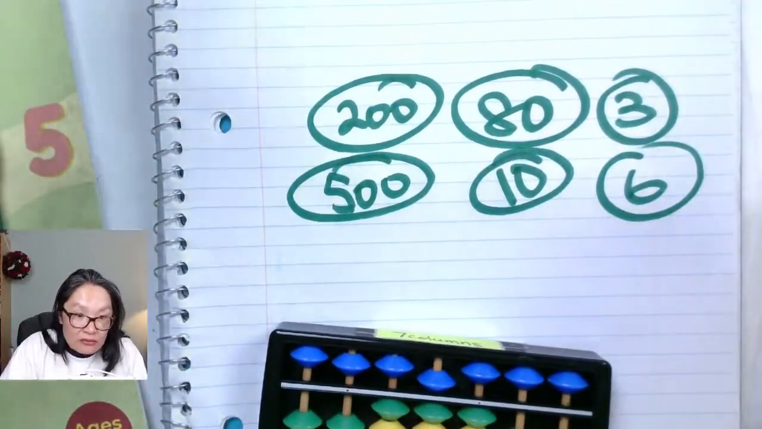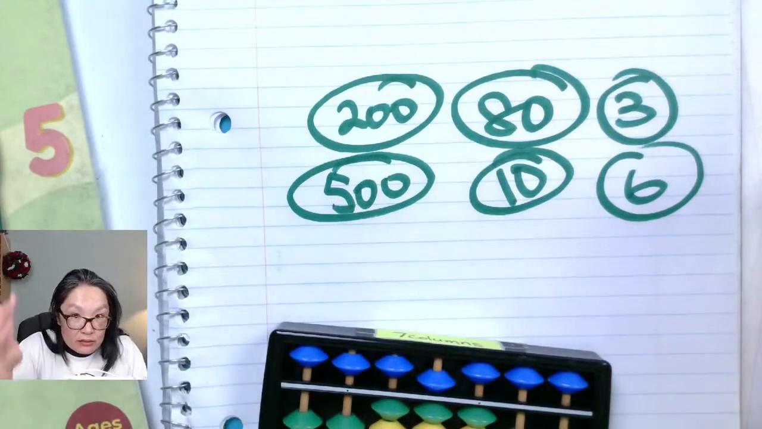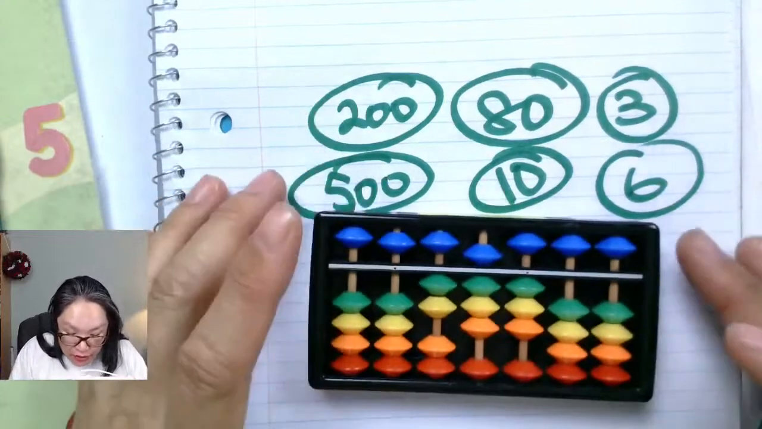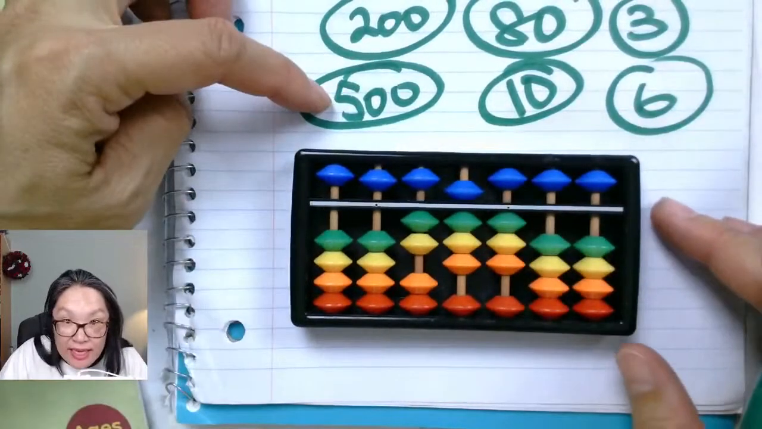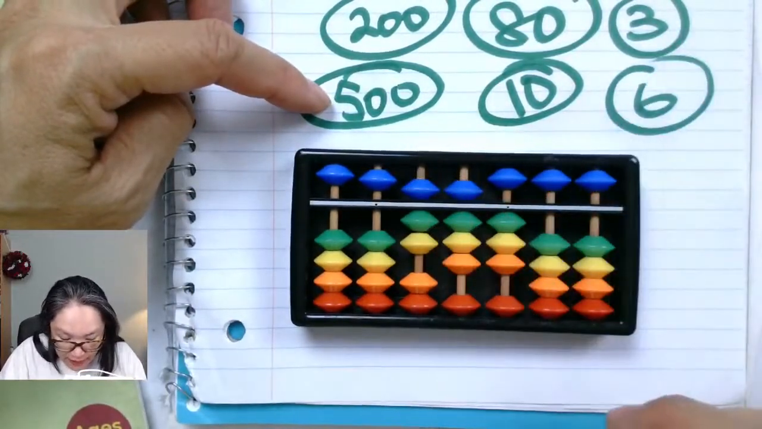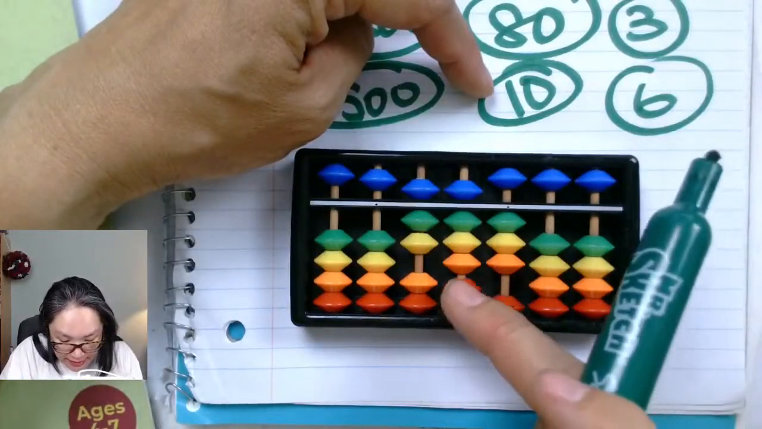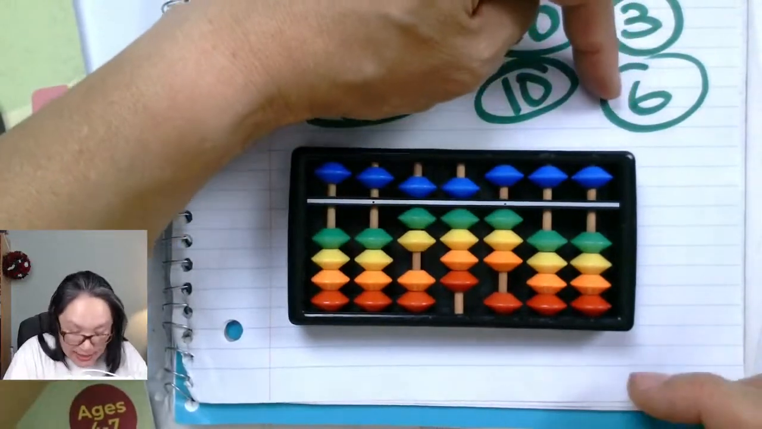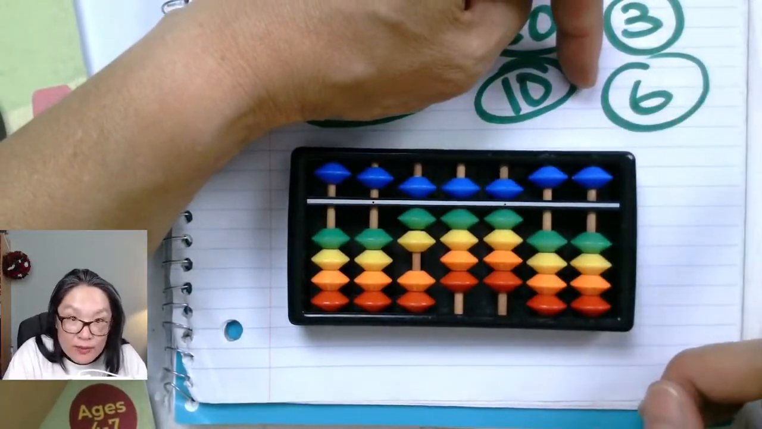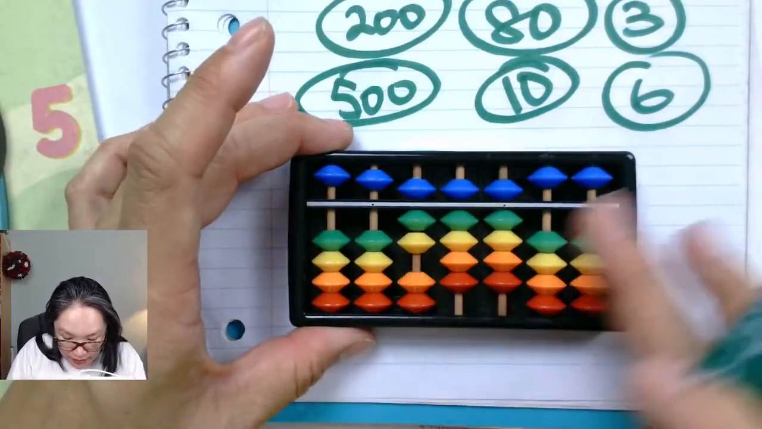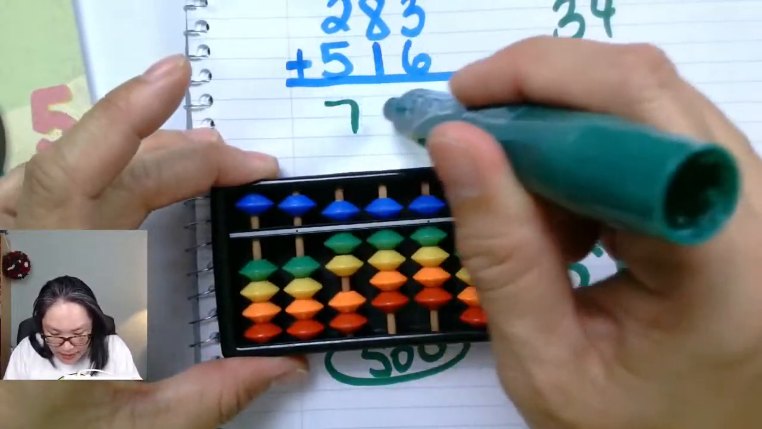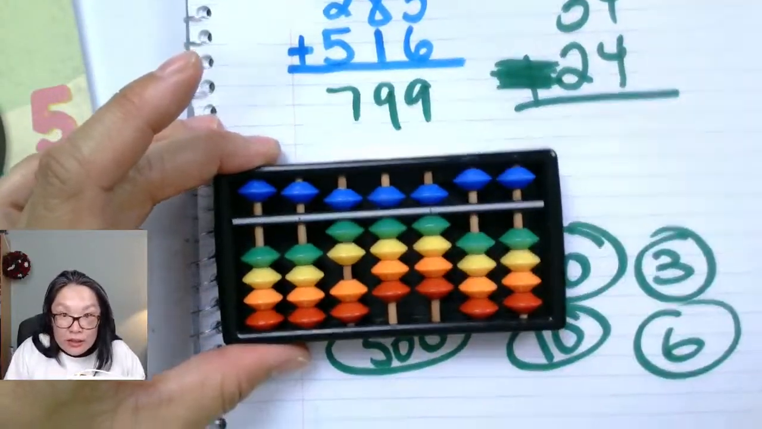That's fine. That's great. But it's better if you did it on the abacus, because the question is, can I add the 100? Yes, I can add the 100. Can I add the 10? Yes, I can add the 10. Can I add the 6? Yes, I can add the 6. So what's my final answer? My final answer is 399.